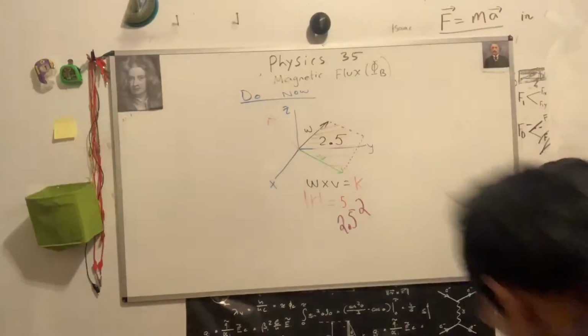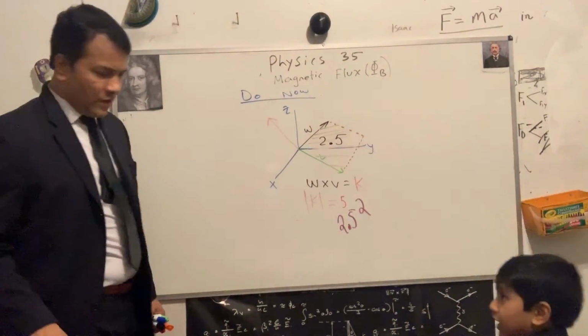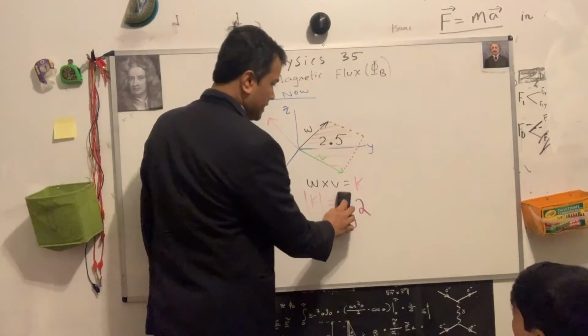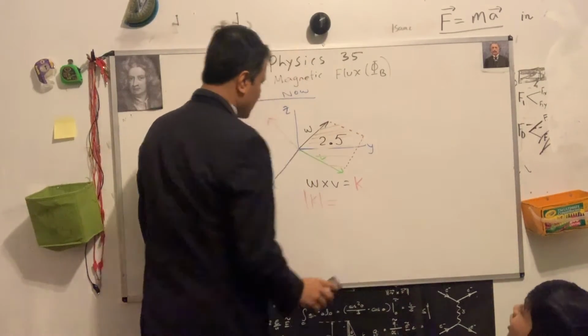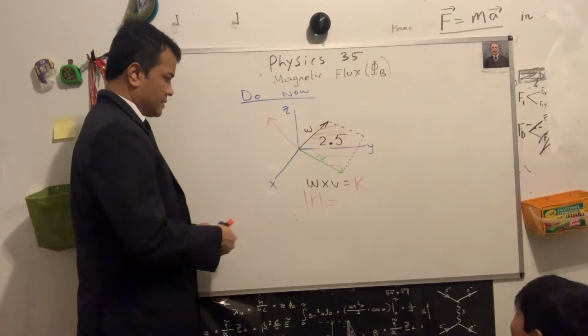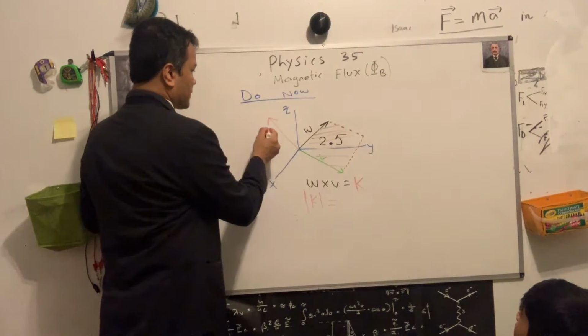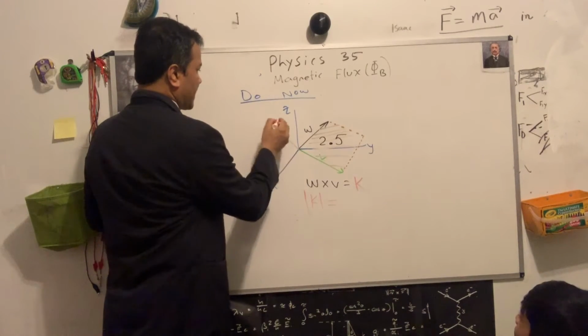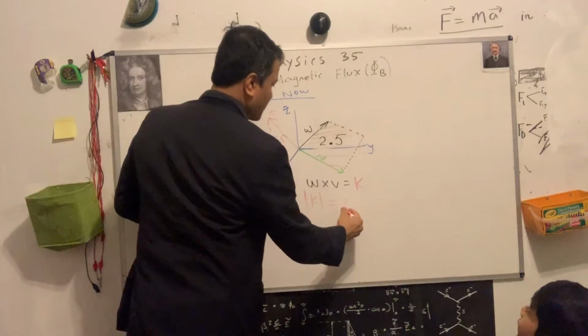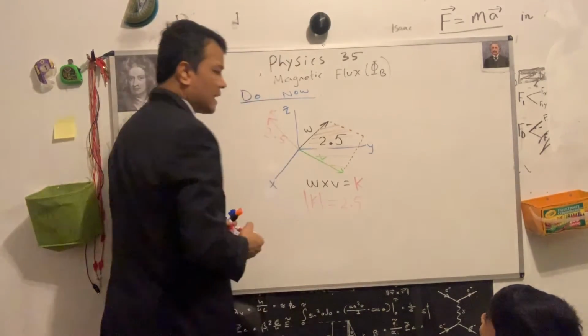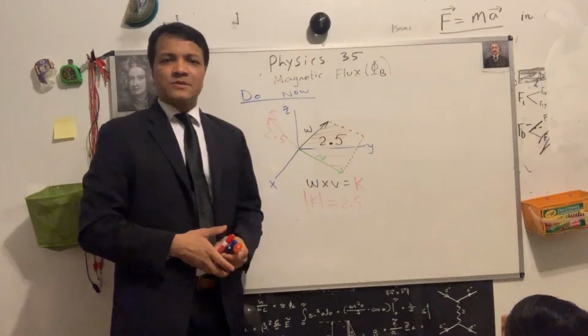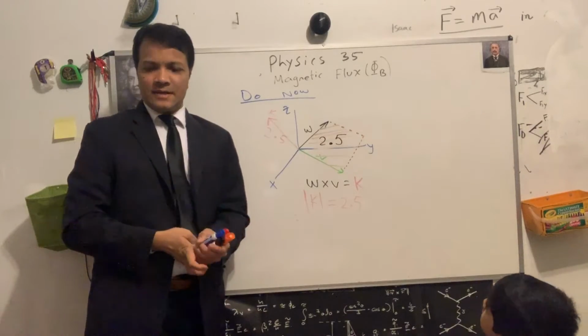Alright, so 6.25. Good try, but both of you are wrong. This should be 2.5. So this is K, and the magnitude is 2.5. We're going to see the application of this cross product in the lesson.